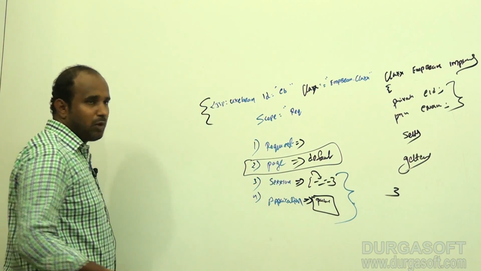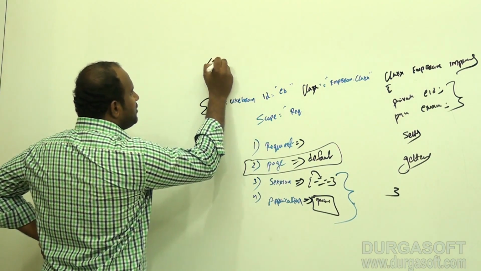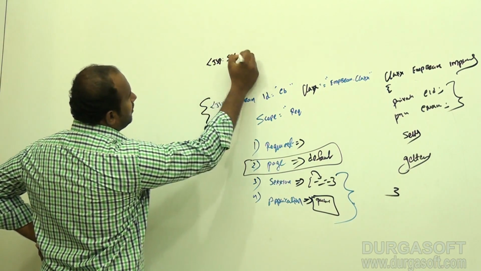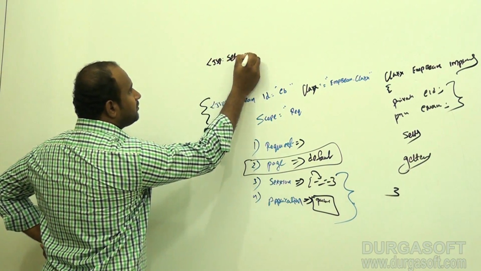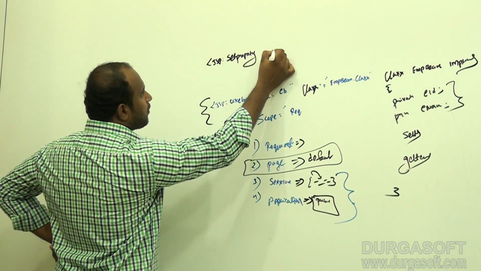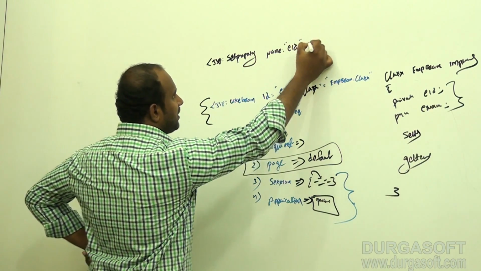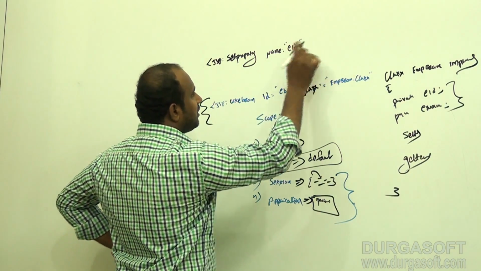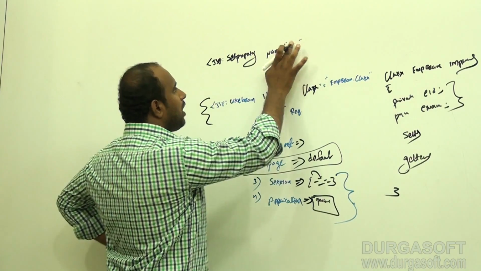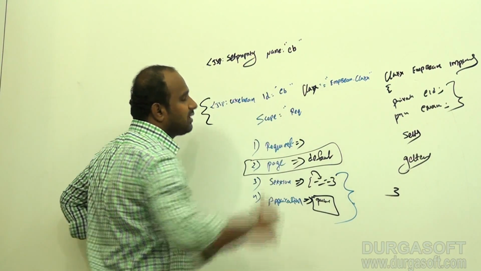But then I want to set the property. To set the property, the tag is called jsp:setProperty. We have to use a property name, for example, employeeID. I would like to set the property name, and for that we have to use a reference variable. What is the reference variable here? EB.